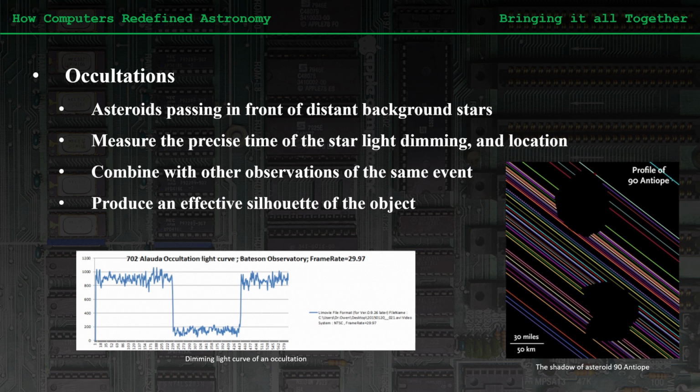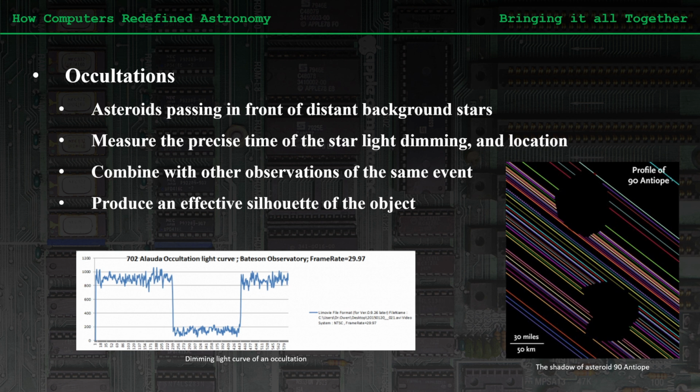When that happens, the light from the background star dims, like someone walking in front of the headlights of a car. We can measure that dimming, when it starts, when the star is at its darkest, and when it ends. With precise timing and location data, other observations along the occultation path can be combined, and something interesting happens. We can essentially compute the silhouette, or the shadow of the object, which can give us very precise details of the size, shape, and trajectory and speed of the object.